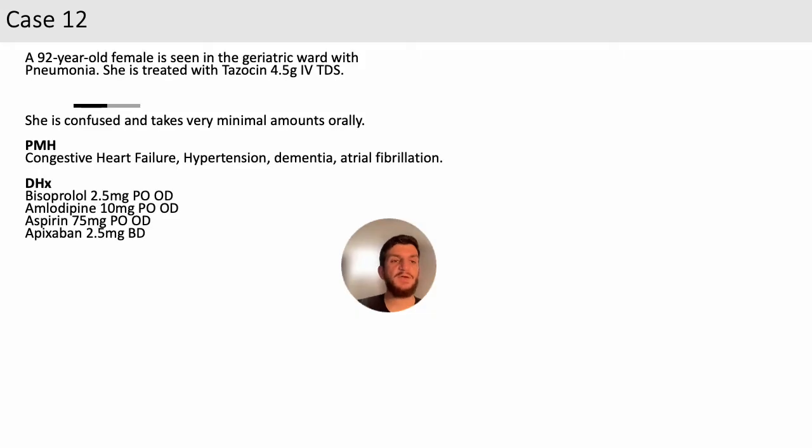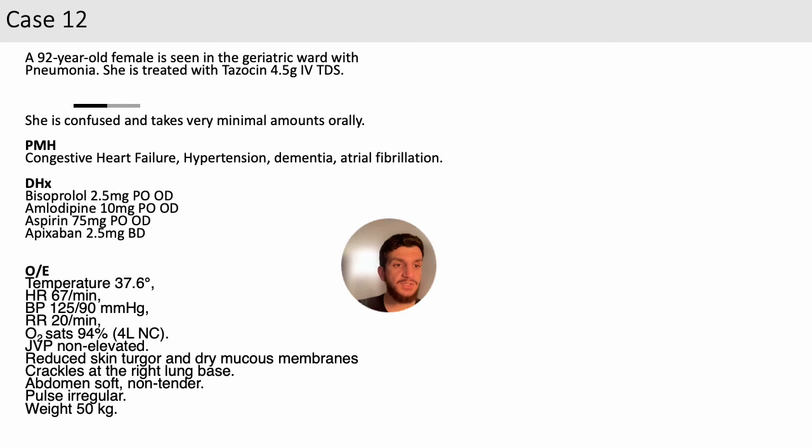So in this instance, we have a 92-year-old female. She's seen in the geriatric ward with pneumonia, and she's being treated with Tazocin 4.5 IV TDS. She's confused. She takes very minimal amounts orally. She's got congestive heart failure, hypertension, dementia, and AF. She's taking bisoprolol, amlodipine, aspirin, and apixaban.